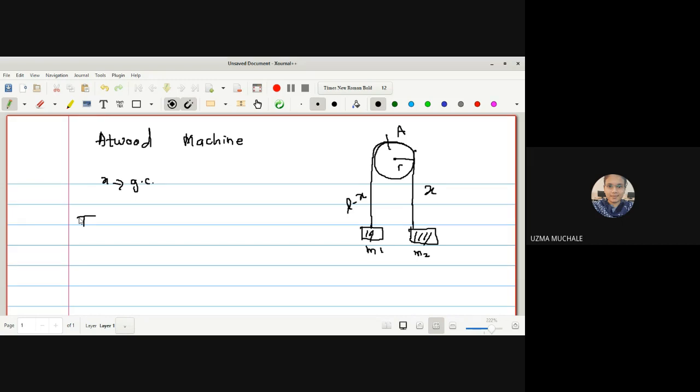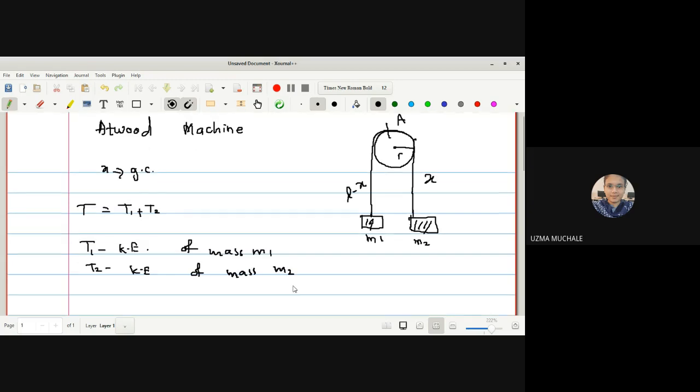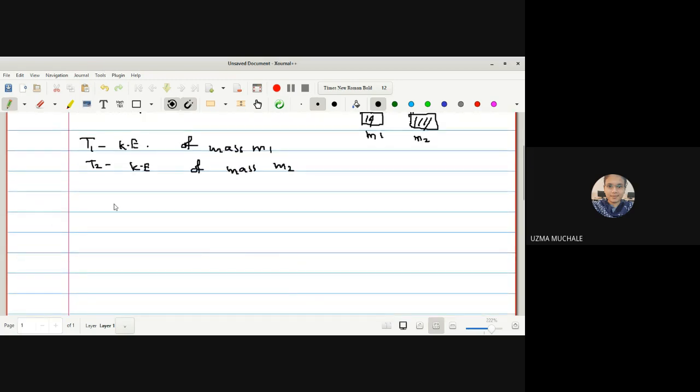Yes, ma'am. So now in this case, kinetic energy T is nothing but T1 plus T2, because instead of a single mass we have two different masses M1 and M2. T1 is the kinetic energy of mass M1, and T2 is the kinetic energy of mass M2. The addition of these two will give you the total kinetic energy T.